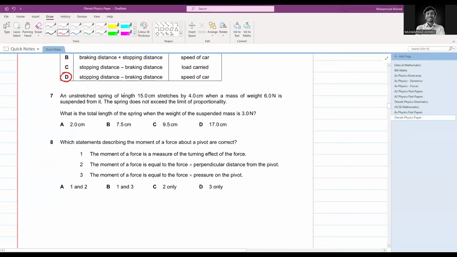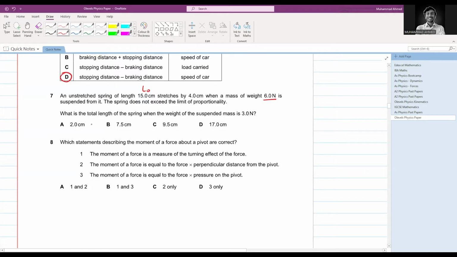An unstretched spring of length 15 centimeter. Okay, so this is your unstretched length, that is L naught. It stretches by 4 centimeter when a mass of weight 6 Newton is suspended from it. The spring does not exceed the limit of proportionality. What is the total length of the spring when the weight of the mass suspended is 3 Newton?